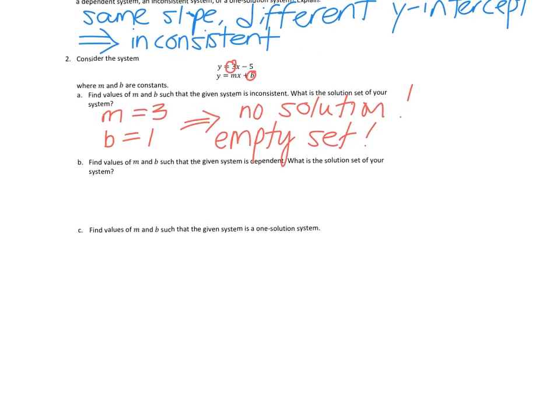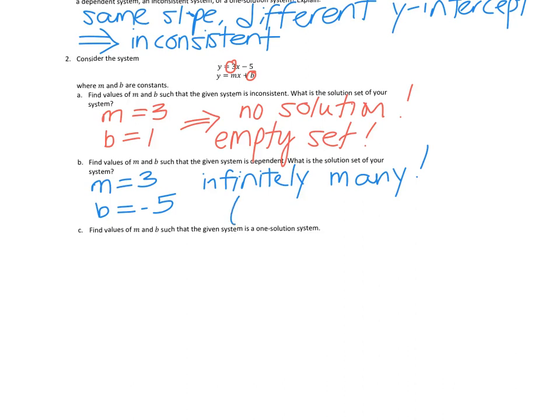All right, and now we want to find values of m and b where the system is dependent. All right, so if it's dependent, it means it's the same line. So our slope has to be 3, and our y-intercept has to be negative 5. So now it's the same line. And what's the solution set of the system? We could say infinitely many. We can also say that when x is x, y has to be 3x minus 5, right? That's the original equation up here. Y equals 3x minus 5.